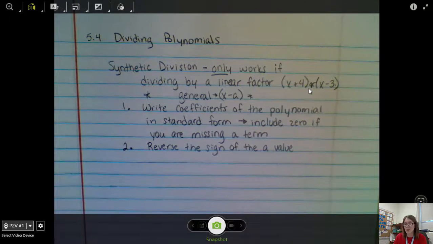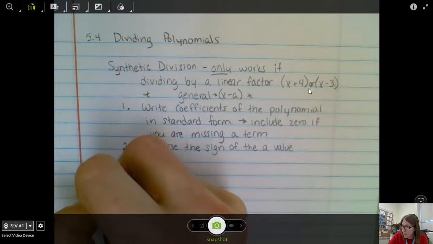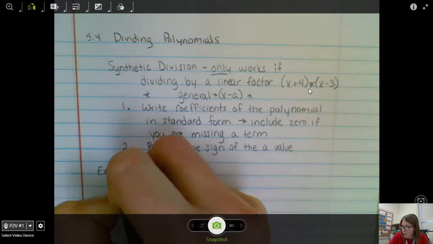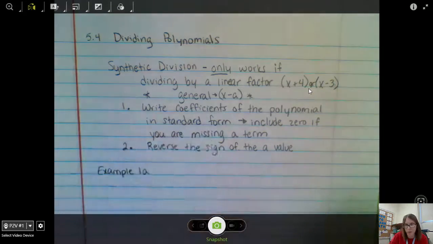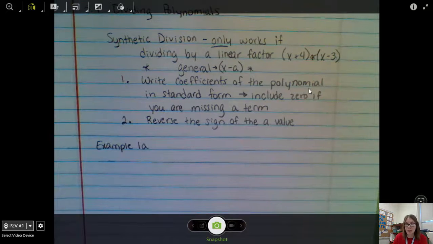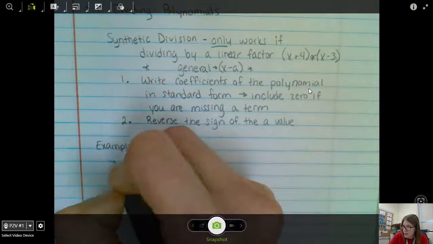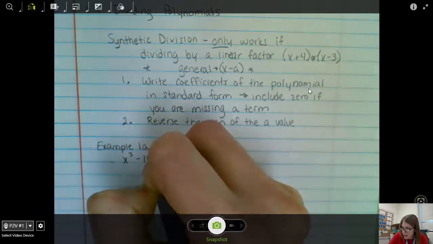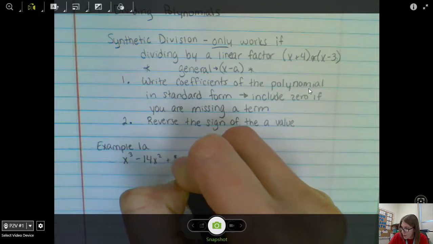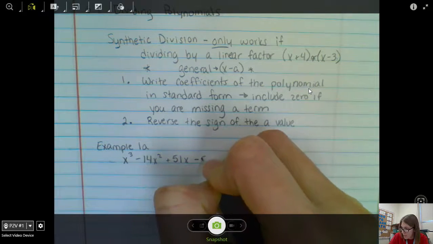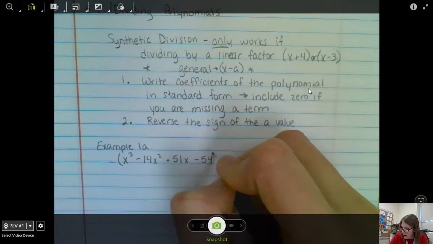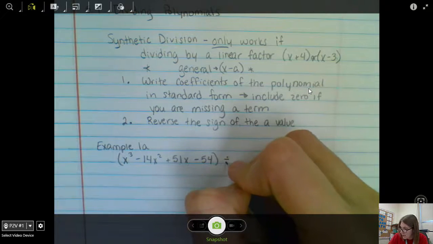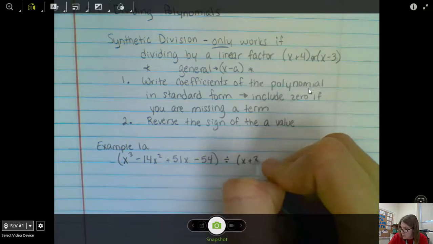Okay, the best way to do this is to just dive in and do an example. Let's say here was my problem. I'll call this example 1a. And like normal, the second video will be a similar problem to this. Okay, example 1a. I have x cubed minus 14x squared plus 51x minus 54, and we are dividing by x plus 2.